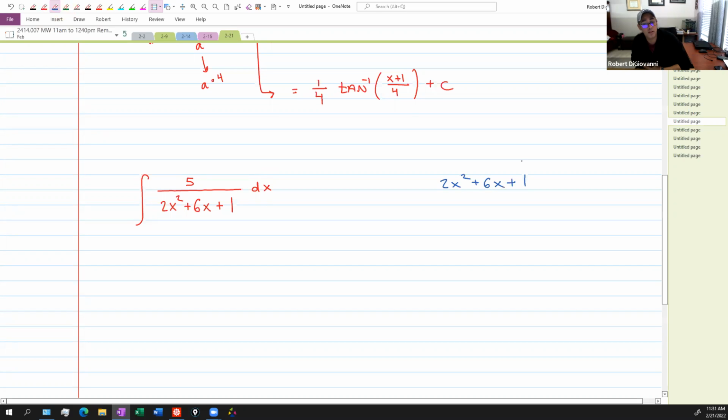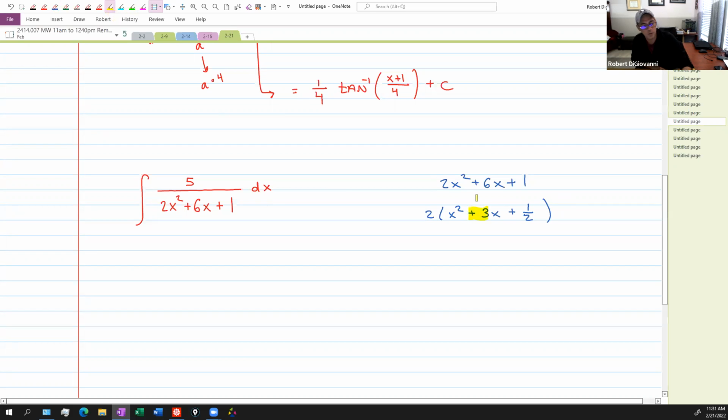First step for completing the square, you always have to make sure that the number in front of the x squared is a 1, which it's not here, right? It's a 2. So I have to factor a 2 out, which isn't so bad on the 6 because I can make that a 3, but it makes the 1 a 1/2. And then you start playing your game.